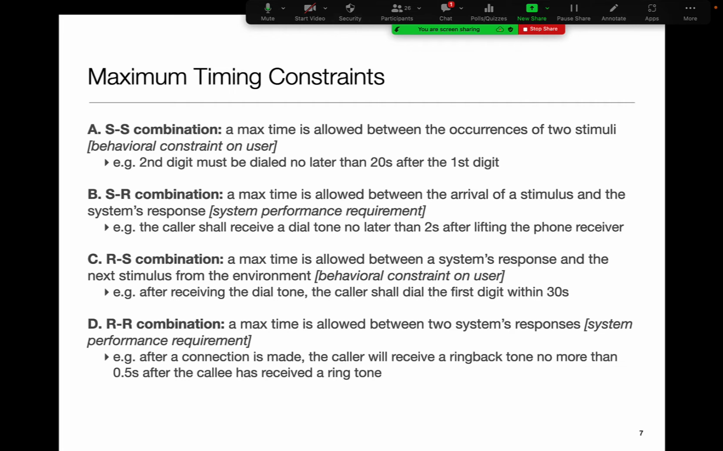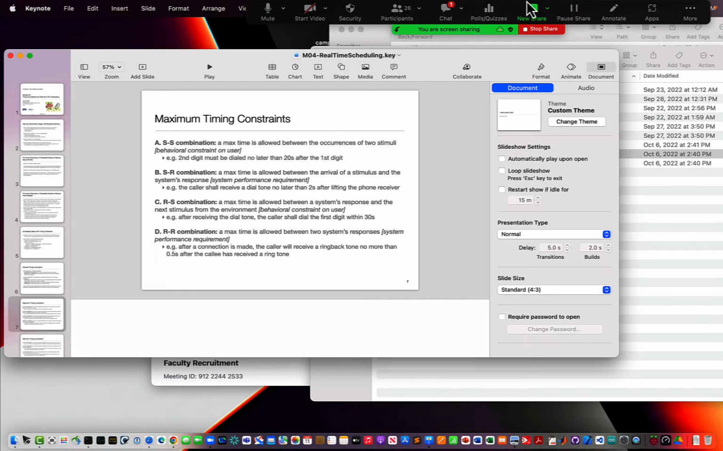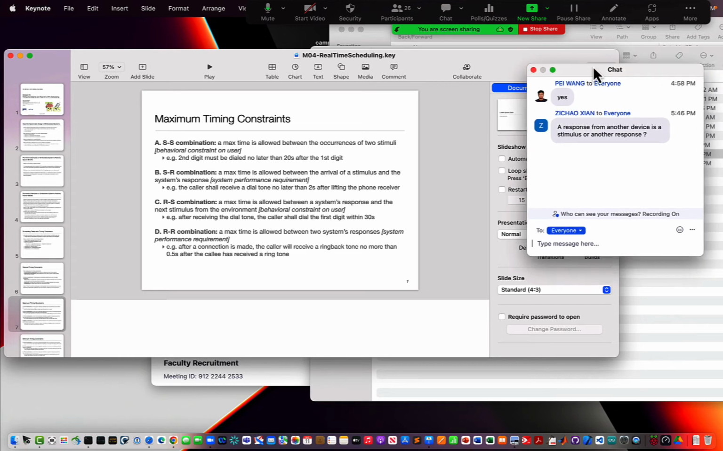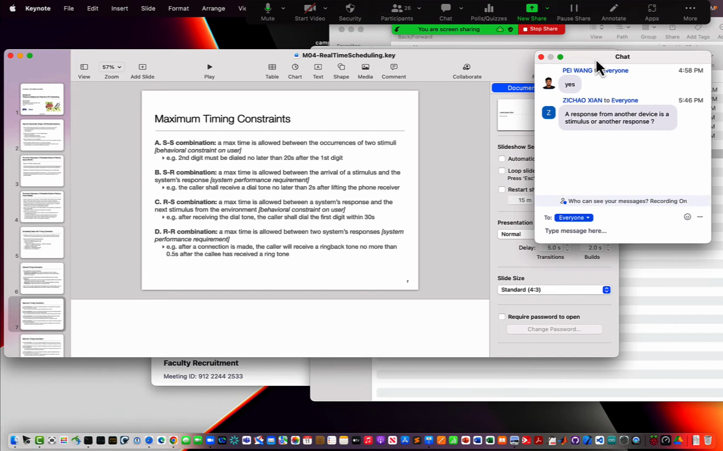Let's see, I see something on chat. Firstly, one request: please interrupt me orally, because unfortunately Zoom doesn't allow me to deal with the chat window very easily.